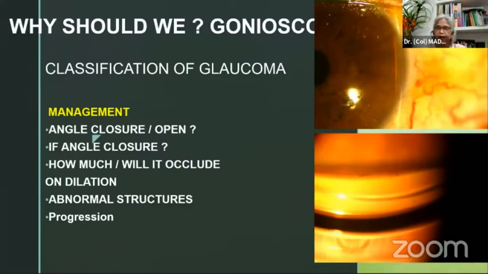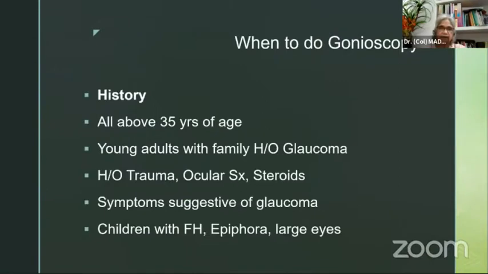First and foremost, classify glaucomas. If there is angle closure, how much is it there? Will it occlude on dilatation, or will there be abnormal structures which are going to be troublesome in the end? We cannot see. And finally, will it progress? So in history, let's see if the patients are above 40 years of age, young adults with history of glaucoma, trauma, steroid use, family history of glaucoma, epiphora, or children with large eyes; if any of these are there, gonioscopy becomes mandatory.